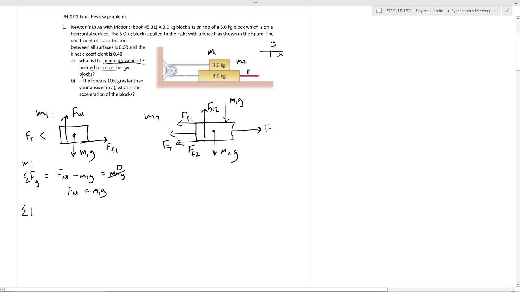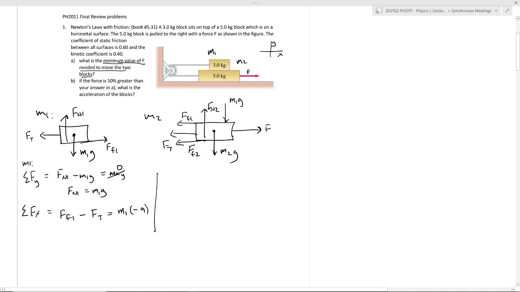We sum the forces in x. What do we have? We're going to have the force of friction 1 is in the positive x direction. The tension force is going to be in the negative direction. And if we assume that this thing is accelerating to the left, that would mean that this would be equal to m1 times negative a. Okay. All right.